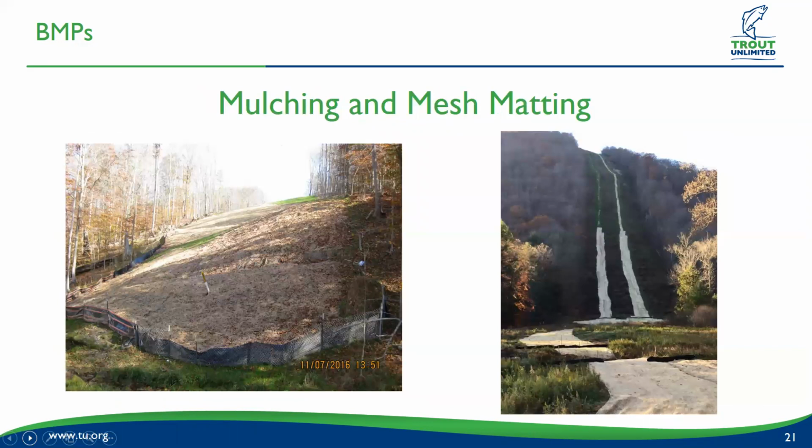And then you have mulching and mesh matting. This will just provide a protective cover for the disturbed soil and reduce the area of impact between the precipitation and exposed soil to reduce erosion.